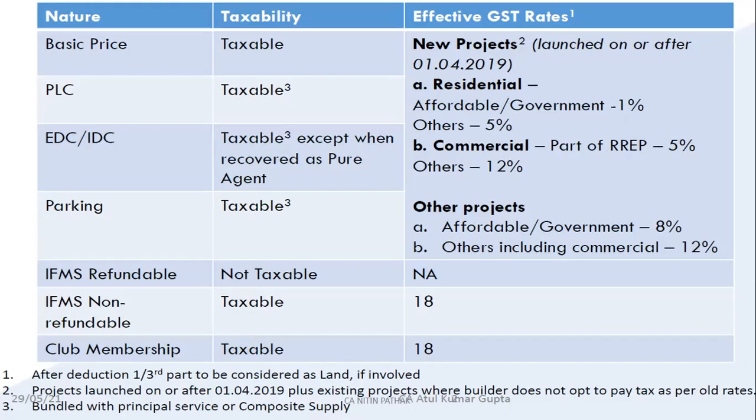What they are saying is, if there is a composite package, 1/3 would be assumed to be a part of land, which is also a dicey issue, because in a metro city like Ahmedabad or Bombay, 1/3 is a very small amount when you compare, because sometimes the cost of land is so high that a land proportion of 1/3 is not a viable proposition. For a project launched after 1/4/2019, the builder does not have to opt for the old rate. The bundle service principle of composite service will also be applied.